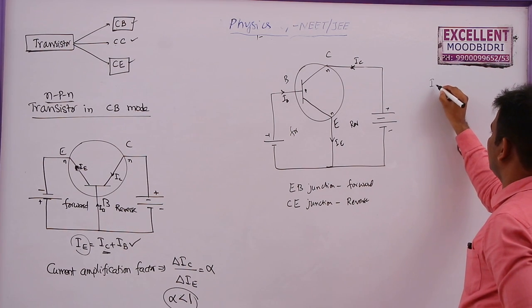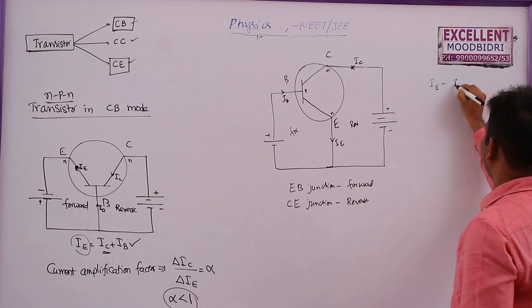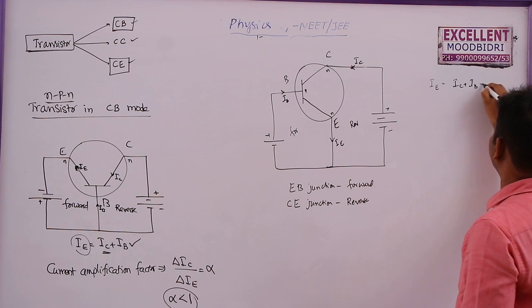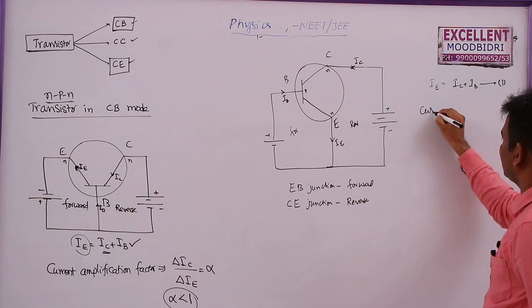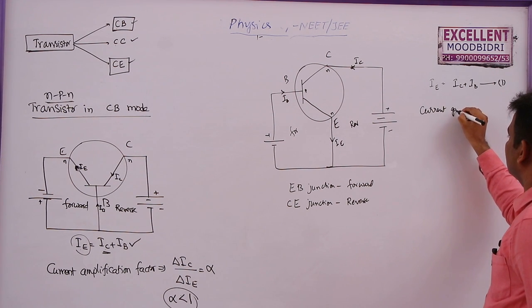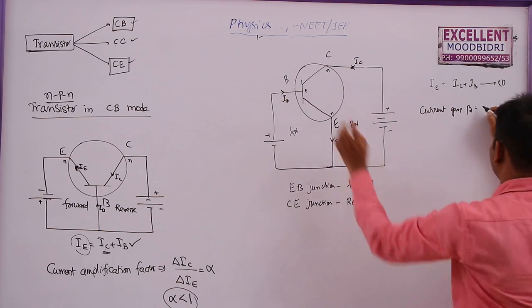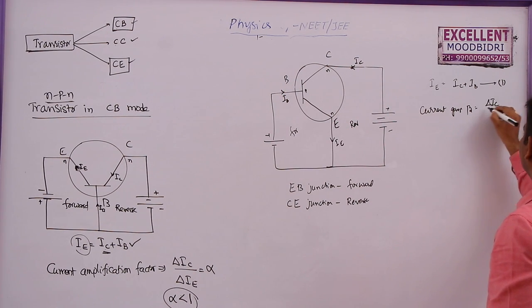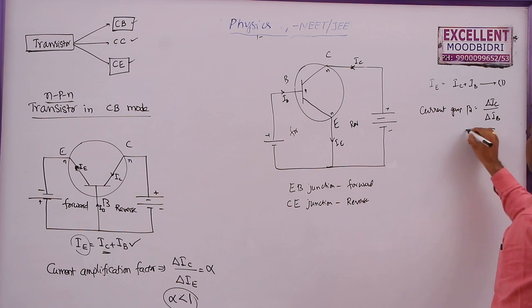So here also I can write the same expression that we have written here. IE is equal to IC plus IB. This is equation 1. But what is the current gain or current amplification factor? Current gain beta is equal to output current by input current, that is change in collector current by change in base current, and beta is always greater than 1.